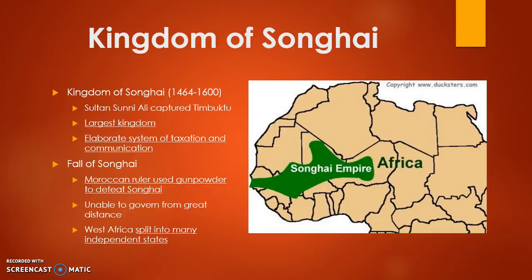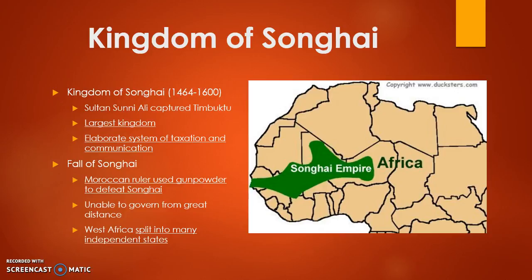And then the Kingdom of Songhai emerged around 1464 and lasted until 1600. The Sultan of the kingdom, his name is Soni Ali, he captured Timbuktu, and he created the largest kingdom in West Africa with an elaborate system of taxation and communication that made it quite prosperous.